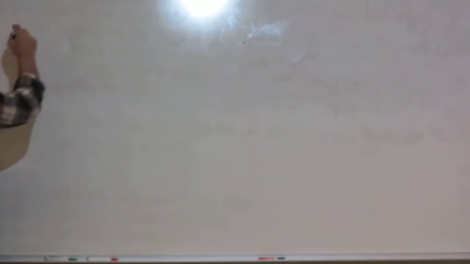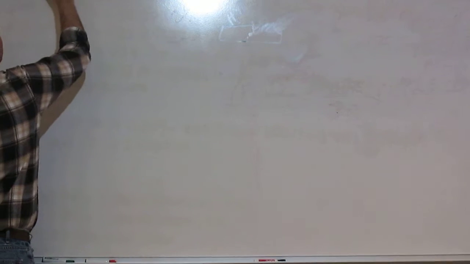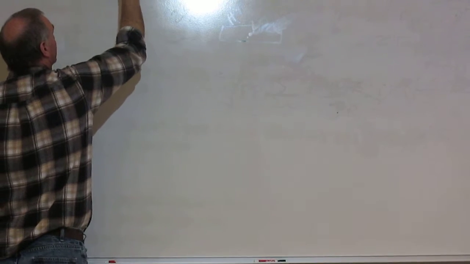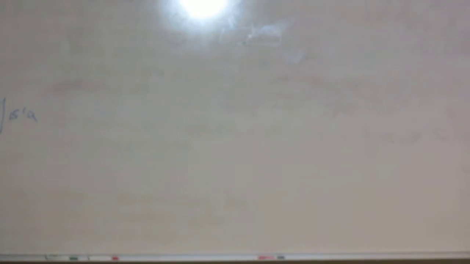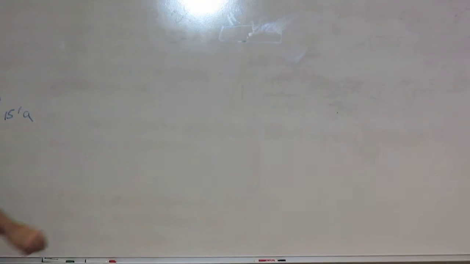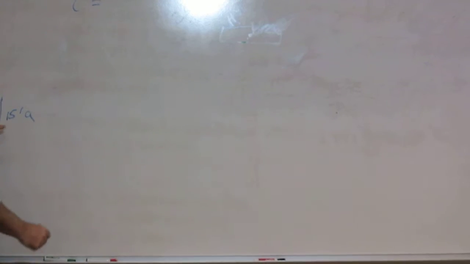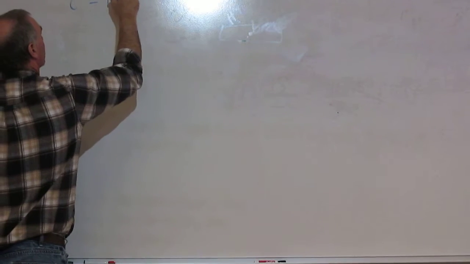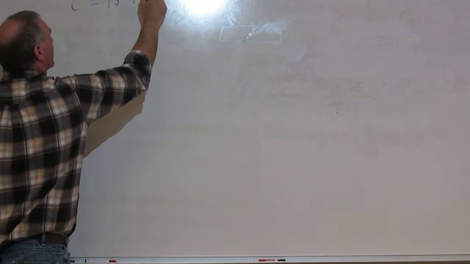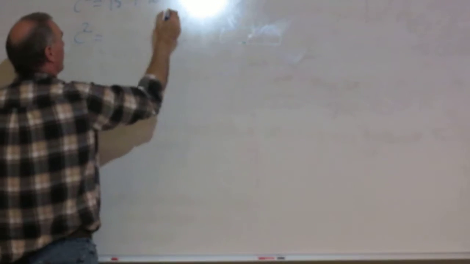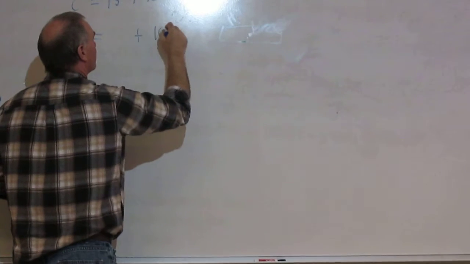My equation here, I usually label this solution. So I'm going to use C squared is equal to A squared plus B squared. So plug in your numbers. A is 15 squared plus 10 squared. Reduce those numbers. 15 squared is 225.